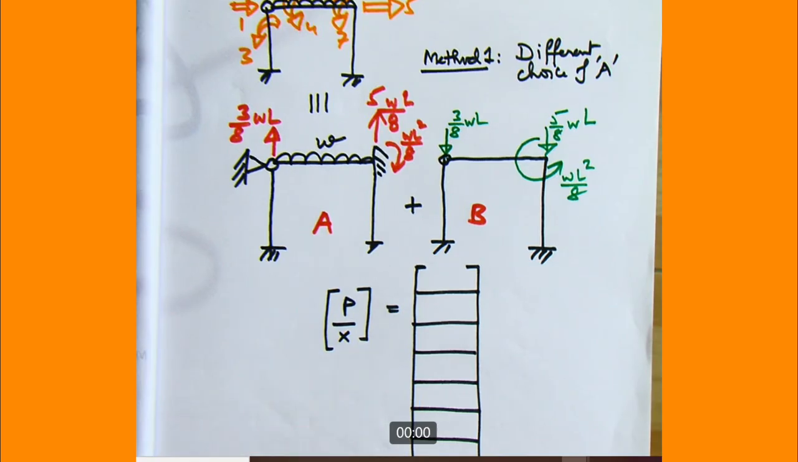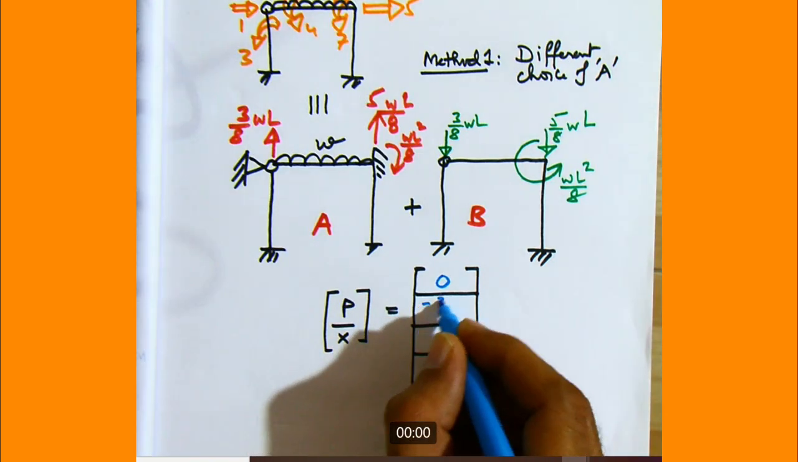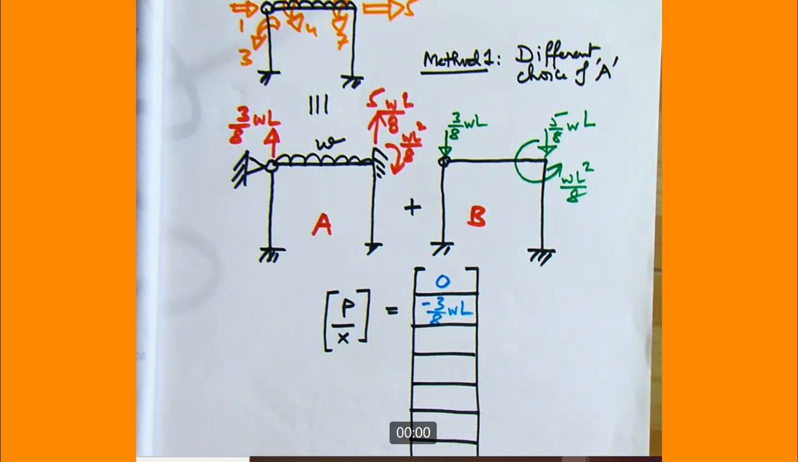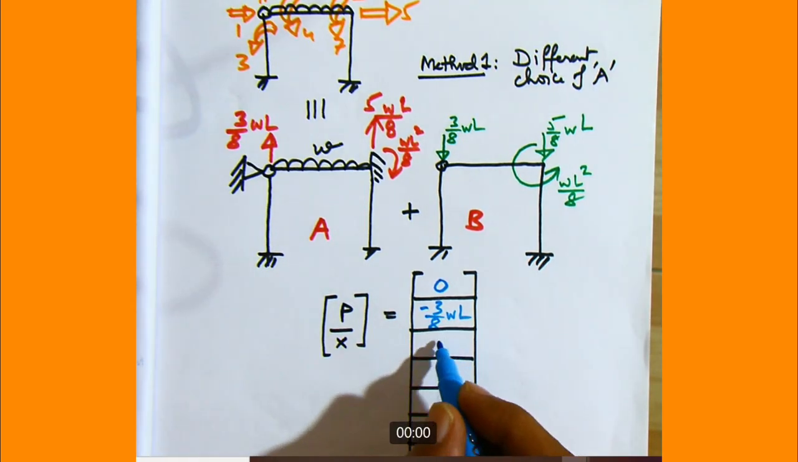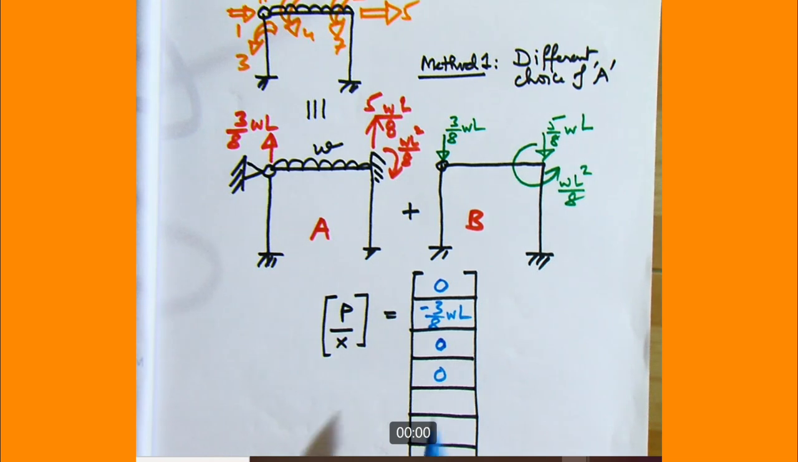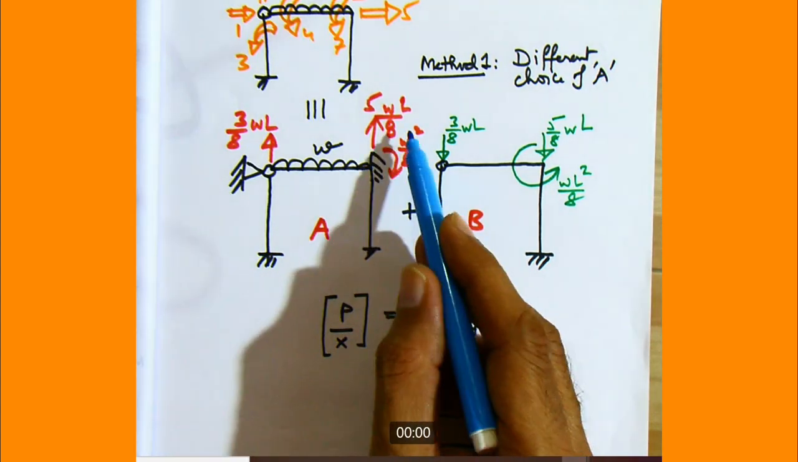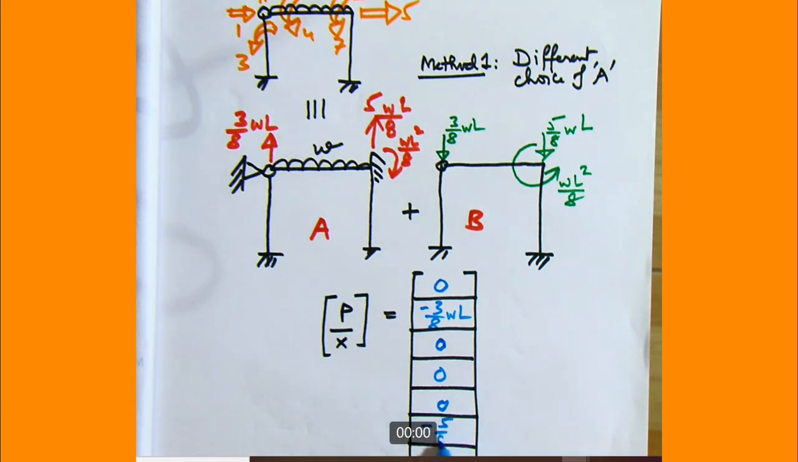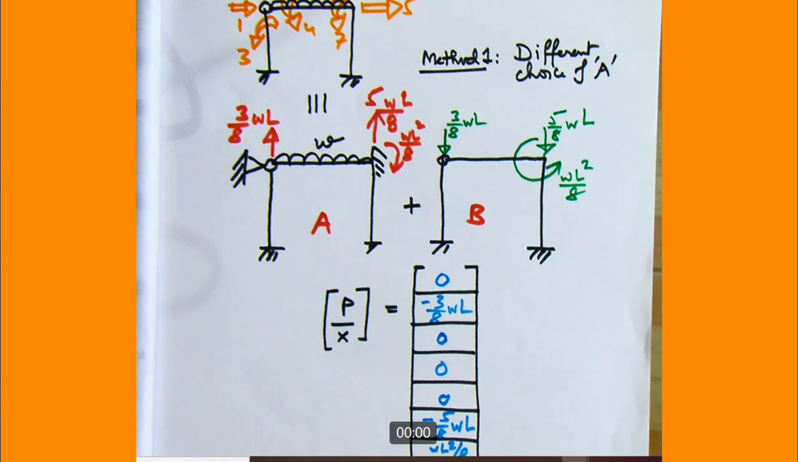Second cell, it will be minus 3 by 8 WL. Now it has changed. Number 3 is again 0. Number 4 will also be 0 now. Here it is now 0. So it's different from the previous case. Number 5, 0. Number 6 will be this, so minus 5 by 8 WL. And number 7 will be WL square by 8 plus WL square by 8. So values are different, and we have to solve in the same manner.